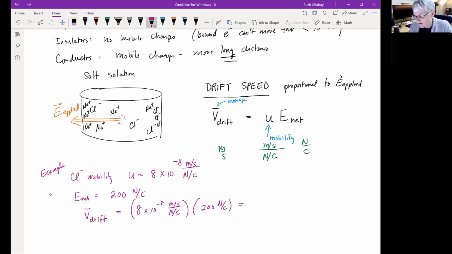And so we'd get something like 16 times 10 to the negative 6th meters per second, or 1.6 times 10 to the minus 5th meters per second. So not real fast. But there's a lot of chloride ions in there. So you can get a lot of charge motion even if any individual thing is moving slowly.